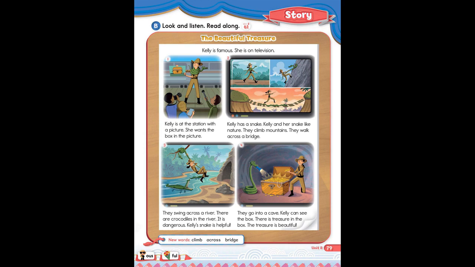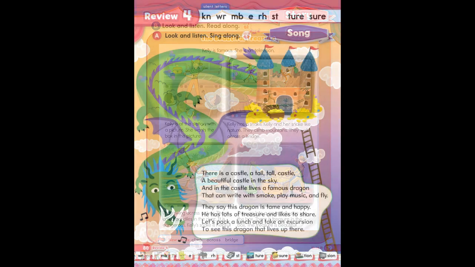4. They go into a cave. Kelly can see the box. There is treasure in the box. The treasure is beautiful. New words. Climb. Across. Bridge.